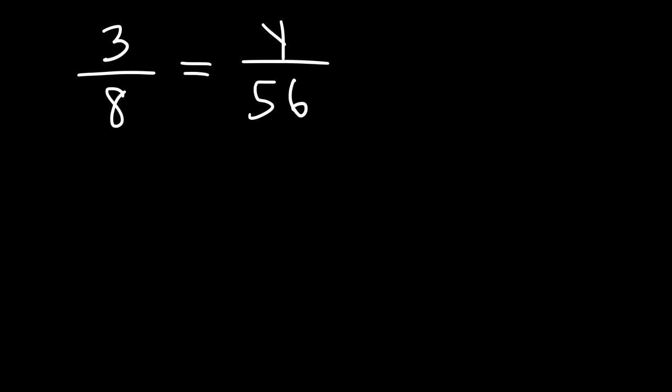Now let's try another problem like that. So let's say that we have 3 over 8 is equal to y over 56. Determine the value of y. So 8 times what number is 56? 56 divided by 8 is 7, so we could say that 8 times 7 is 56. So then y has to be 3 times 7, so we could say that y is 21.